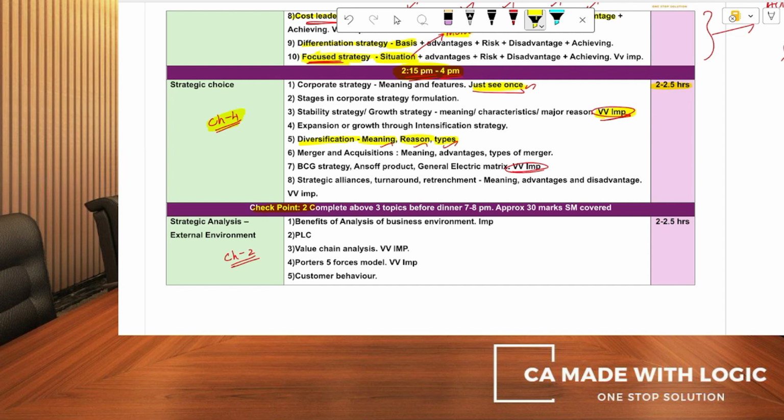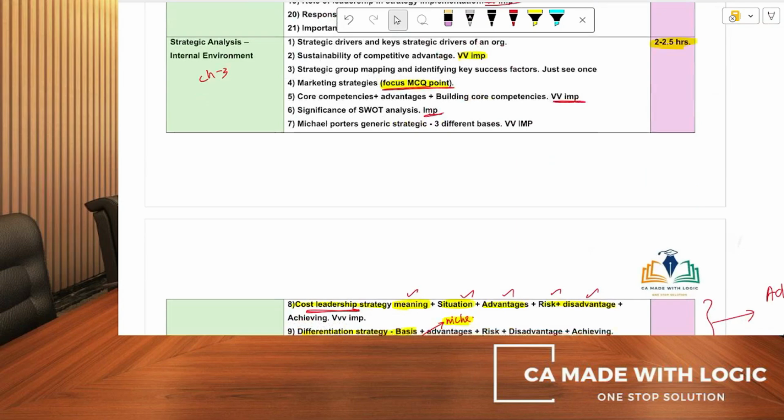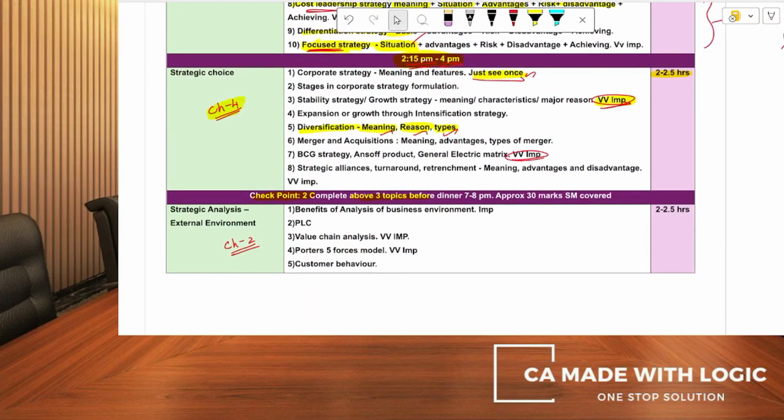Okay, so checkpoint number two is that you have completed your three topics. You have completed three chapters of your strategic management and almost four chapters of your FM. So FM 30 percentage you have covered, and SM also almost 30 percentage you are about to cover. So this is checkpoint number three. Approximately 30 marks you have covered till 7 to 8 p.m.